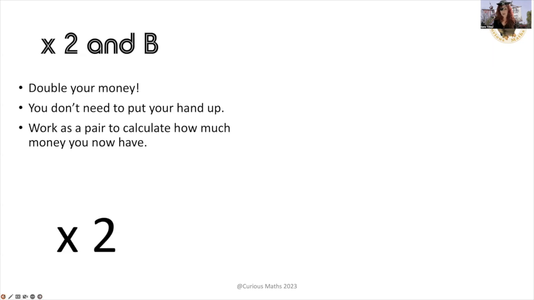The double your money icon is quite straightforward, so the children don't need to put their hand up, but if you call out that square, then they look in their cash box and they double the amount they've got.